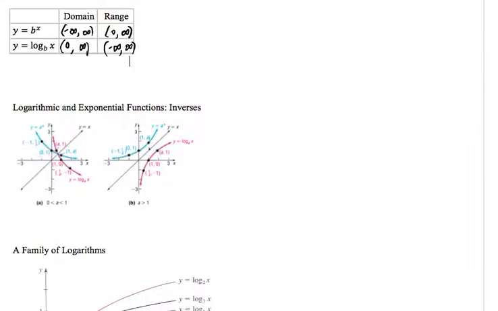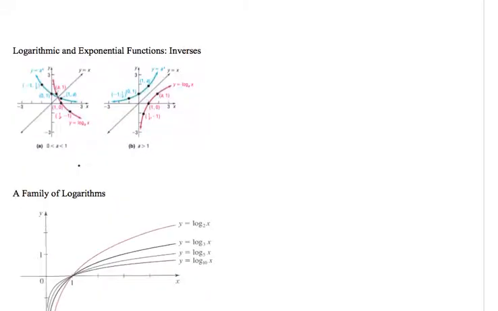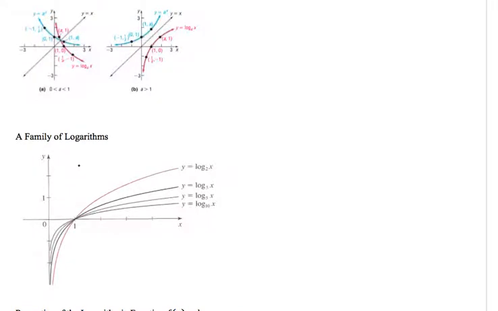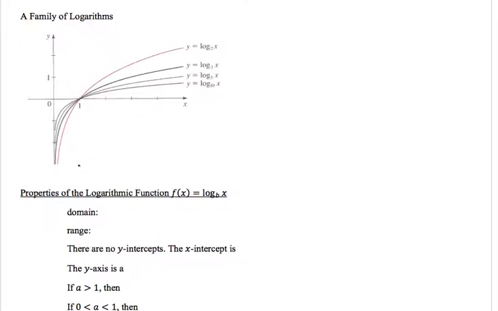Okay, so this is what we just drew right here. If your base b is between 0 and 1, or they've got it called a right here, you would have this situation. This is the decaying exponential function, and its inverse would look like this. But it's pretty rare to deal with logs with a fraction between 0 and 1 for their base. So that's pretty much unheard of.